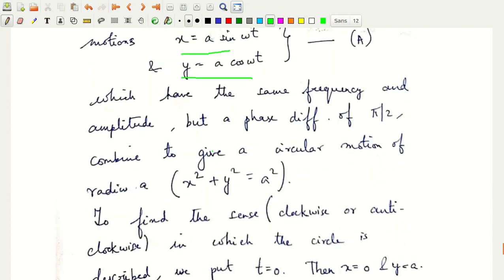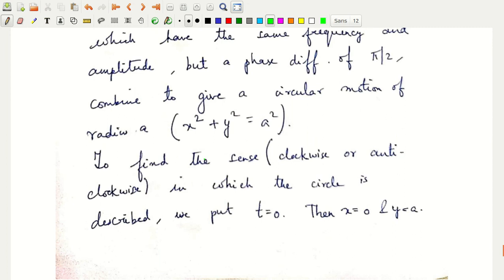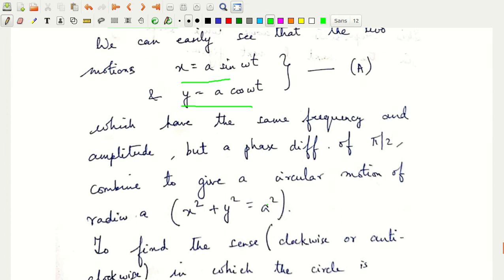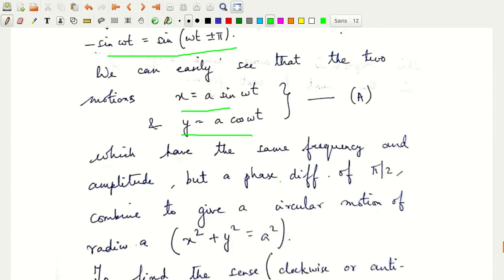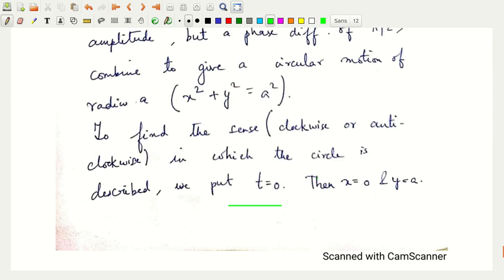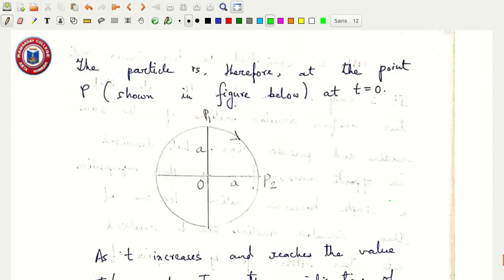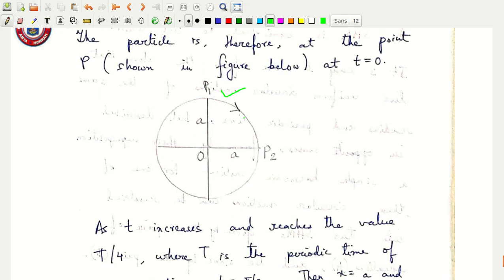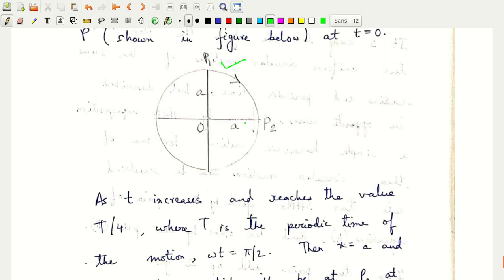Now in which sense is this circular motion being covered, clockwise or anti-clockwise? How do I understand that? To understand that, let me first put t equal to 0. Then x is equal to 0 and y equal to a. Graphically, I am at point P1 where x is 0 and y equal to a. Now as I increase t, suppose small t reaches the value of capital T by 4, where capital T is the time period.